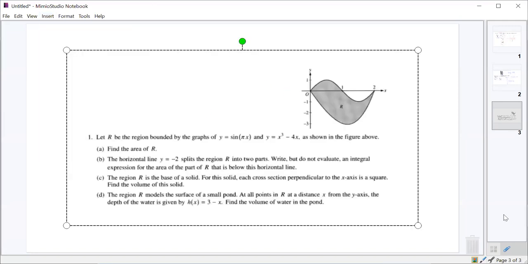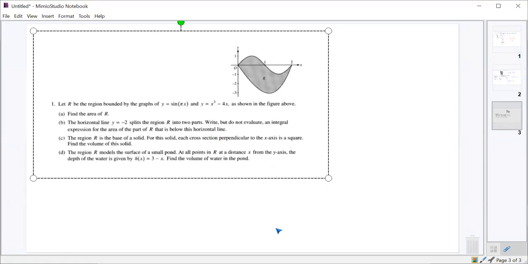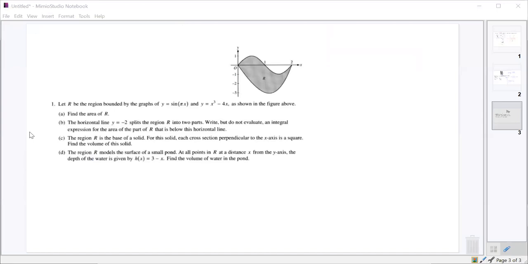All right, so 1D. So the rest of this one, find the area, should be pretty straightforward. Upper function minus lower function. And then they split it at y equals -2. So then still upper function minus lower function. Base of the solid, cross sections for squares. So that should just be upper minus lower, squared, integrated from 0 to 2.